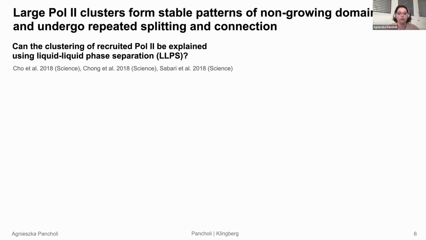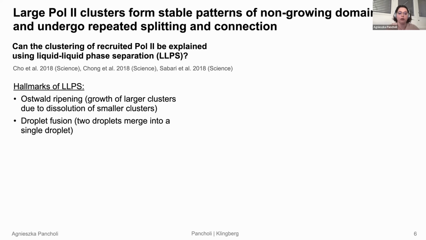Two main hallmarks of liquid-liquid phase separation are Ostwald ripening, where larger clusters grow due to the dissolution of smaller clusters, and droplet fusion, where two droplets merge into a single droplet. So we wanted to know if Pol2 clusters exhibit those two hallmarks, and we used live imaging for that.